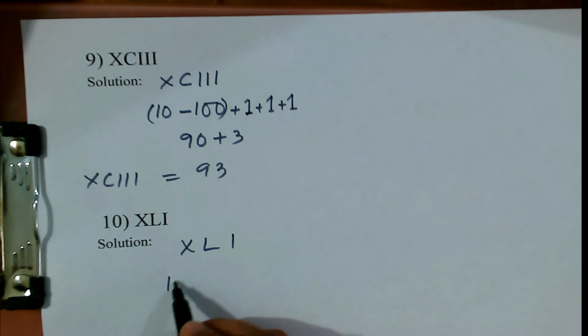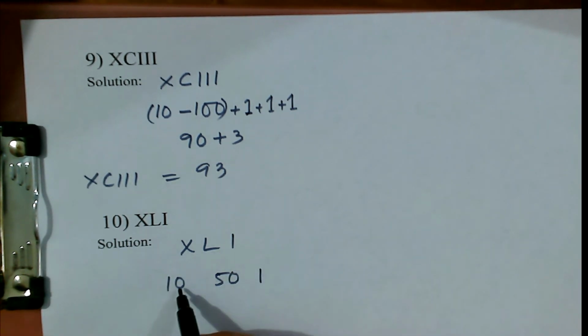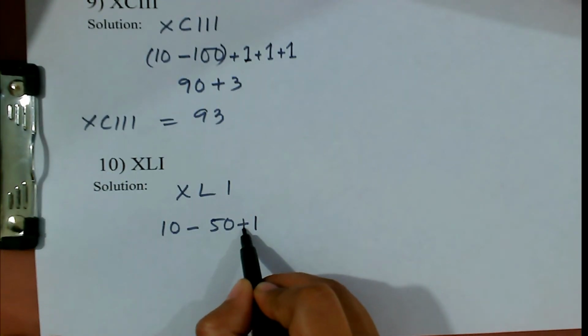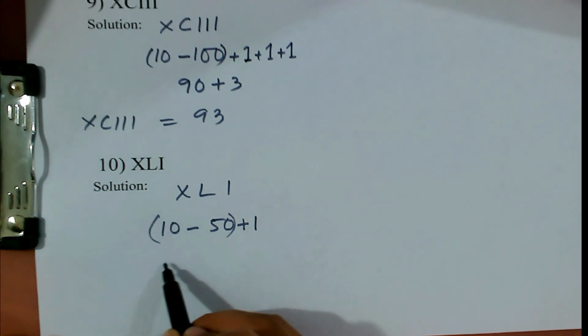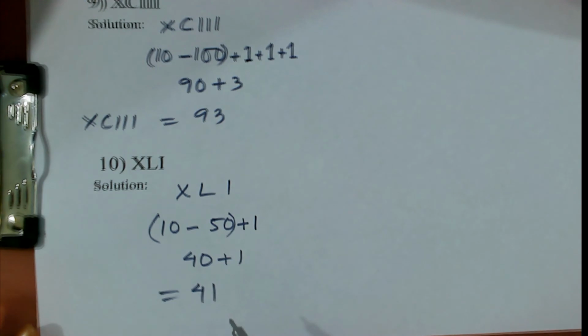The last one, XLI. X is 10, L is 50, and then I is 1. Small to big is minus, big to small is plus. You subtract this to get 40 and then plus 1. This gives us 41. That's all.